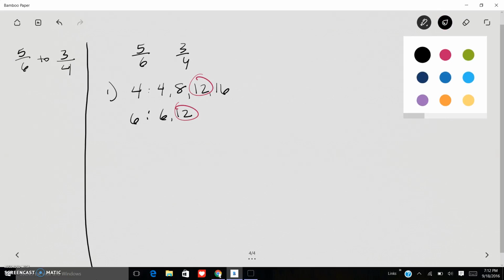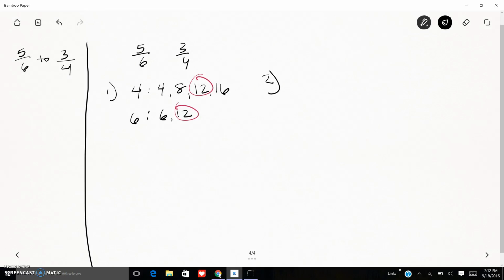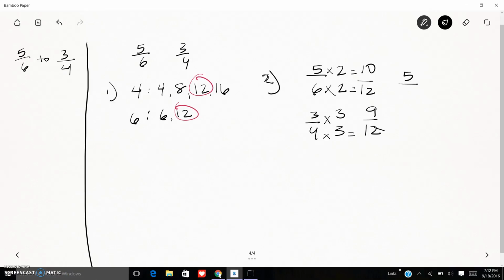Now I'm going to convert my fractions to this common denominator. So I have 5/6 that I need to get to 12ths and 3/4 that I need to get to 12ths. So 6 times what is 12? Good. What I do to the bottom, I do to the top. 4 times what is 12? What I do to the bottom, I do to the top. So 10 12ths and 9 12ths. Well, I know that 10 is bigger than 9, so 5/6 is greater than 3/4.